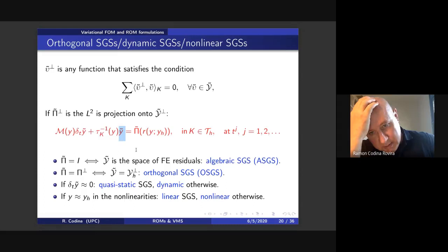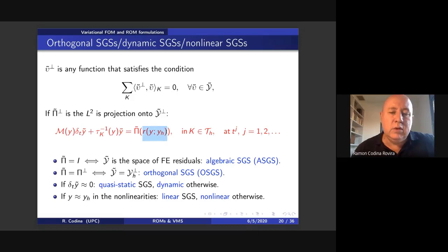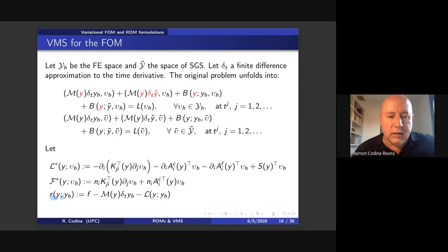So in principle, you could take them as proportional to the residual, the finite element residual, which has been defined here, by the way. I should have stressed that a little more. So this is the finite element residual. That means that it is the pointwise residual that you would obtain if instead of putting the unknown y, you put the finite element solution yh.